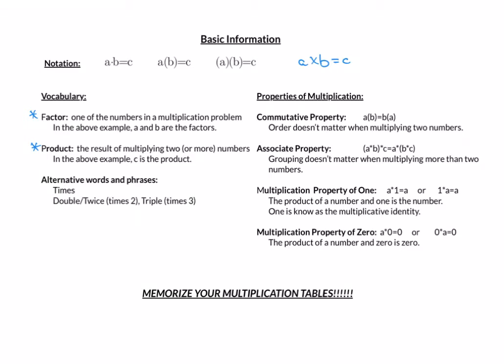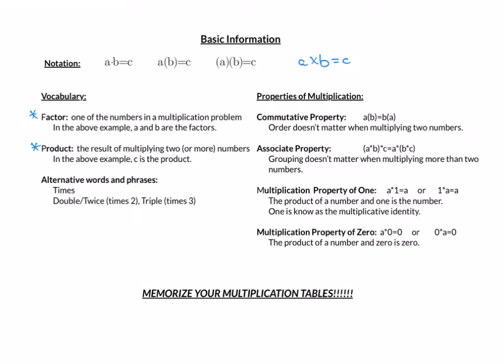Just like with addition, we have some properties of multiplication. First one is the commutative property. Commutative property says that order does not matter when multiplying two numbers. So A times B is the same thing as B times A.